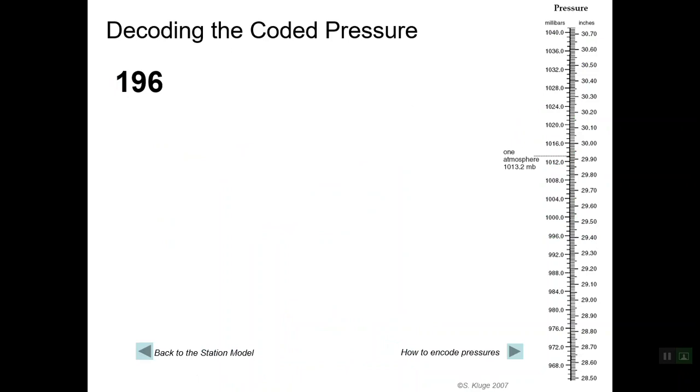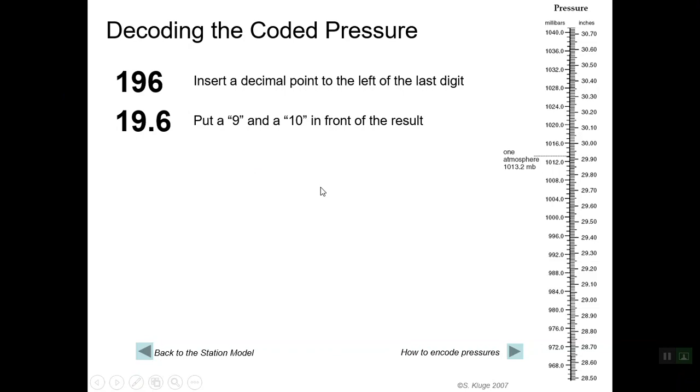Decoding the pressure. Say that the station model has a pressure of 196. We need to be able to decode that. So to do that, you're going to insert a decimal point to the left of the last digit. That means you would insert a decimal point between the 9 and the 6. Next up, you're going to put a 9 and a 10 in front of the result. So now you have 919.6 and you have 1019.6.